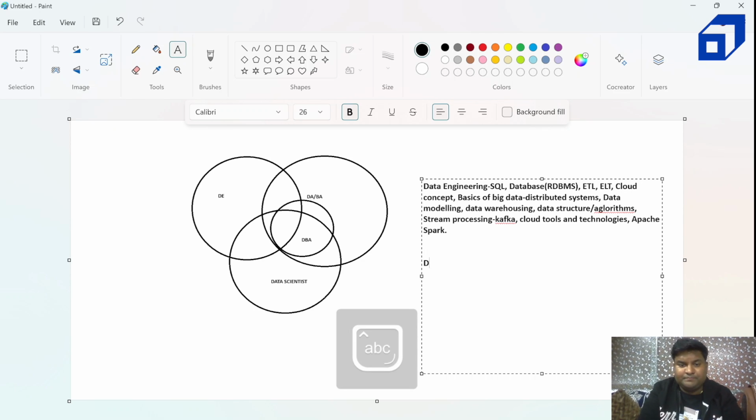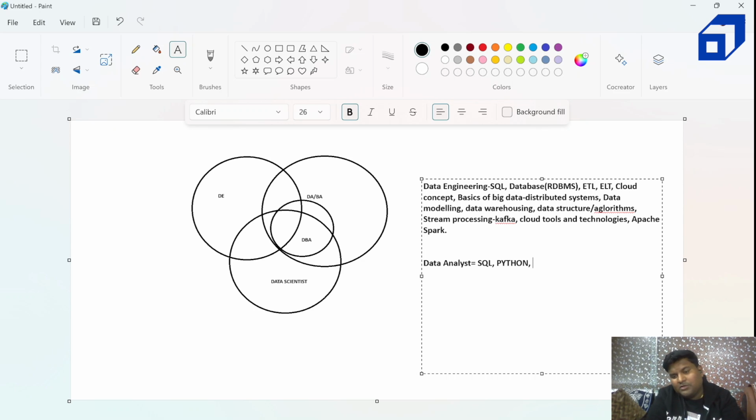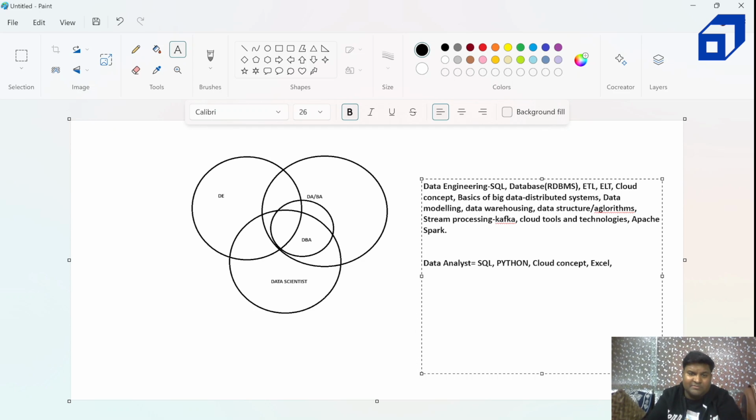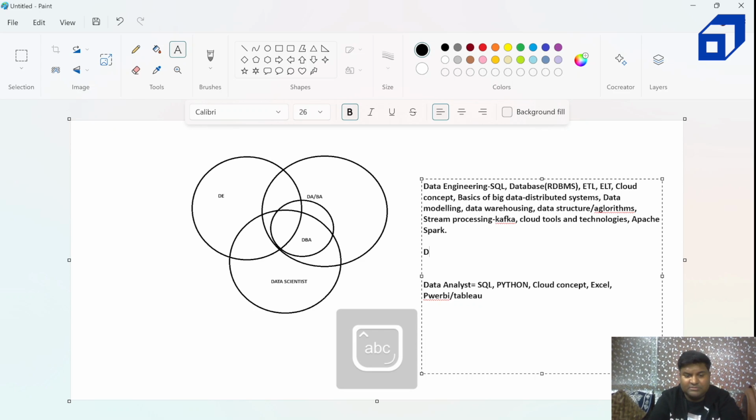Data analyst is basically SQL, Python, cloud these days, little bit, yes, cloud concept, Excel, advanced Excel. Excel sometimes is also used in data engineering. Excel is something which is used across all the job roles, so I need not mention them, right? Power BI or Tableau, right? I can write here a data engineering is DE equal to DA, basically data analyst, plus additional skills, right?